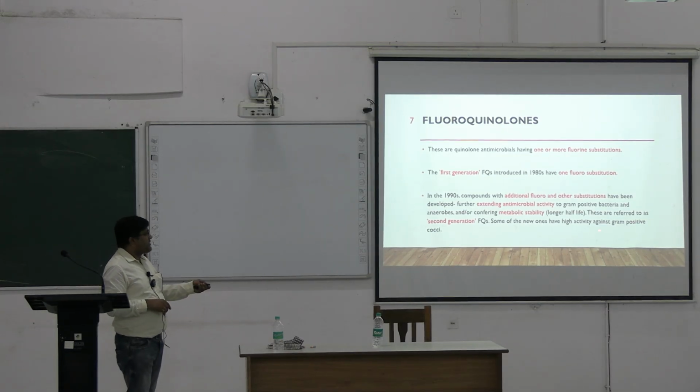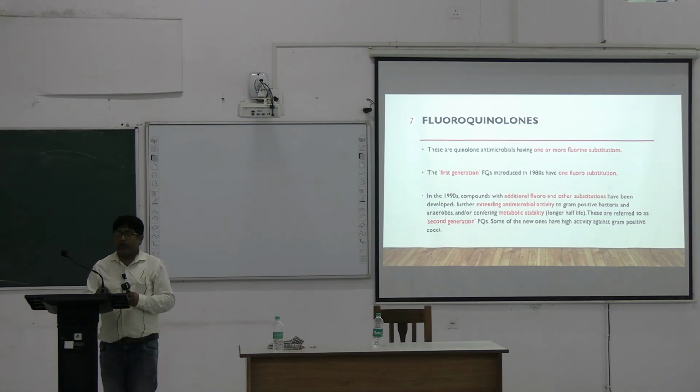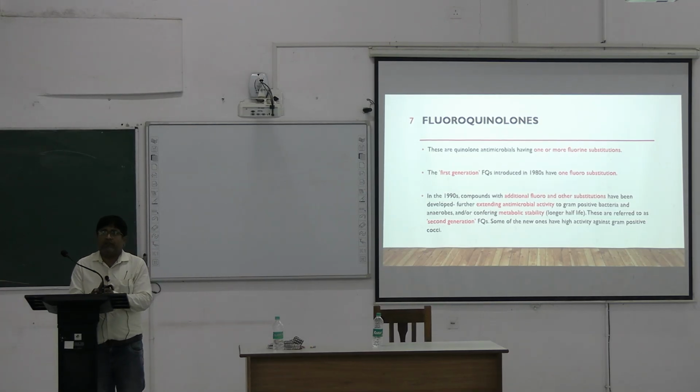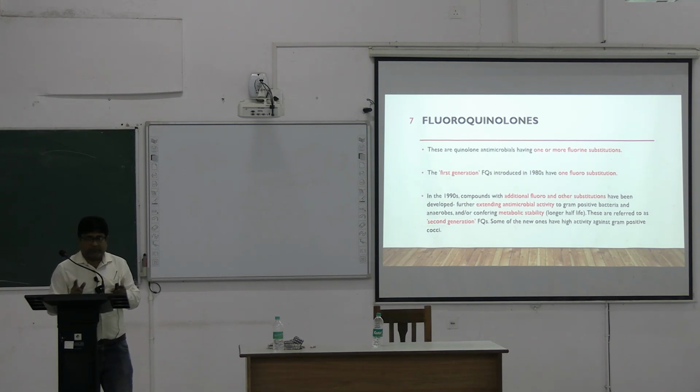Some of the new ones have high activity against gram-positive cocci. So the fluoroquinolones were then divided into two generations, first generation and second generation. Second generation had more than one fluoride substitution, or one fluoride substitution and substitution of the carbon atom with another radical also. And what is the advantage of second generation fluoroquinolones over the first generation? They have a longer half-life and extended antimicrobial activity.